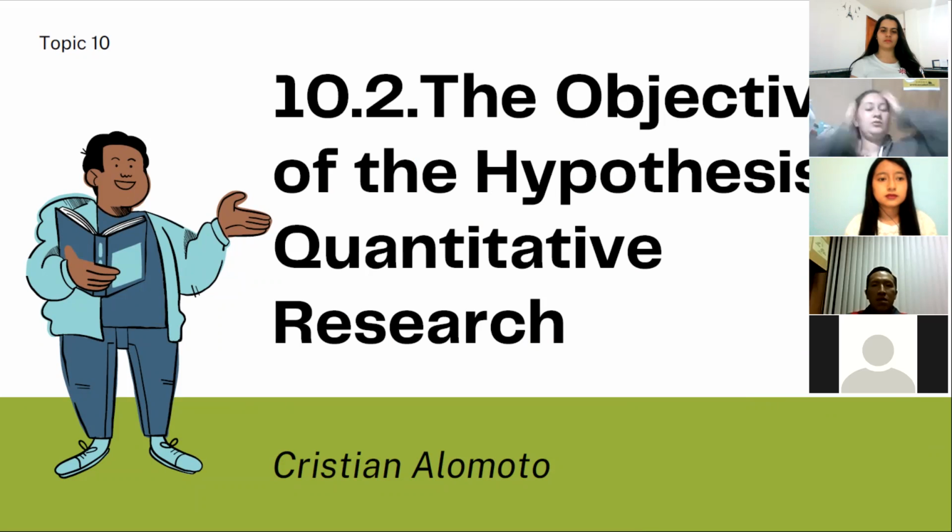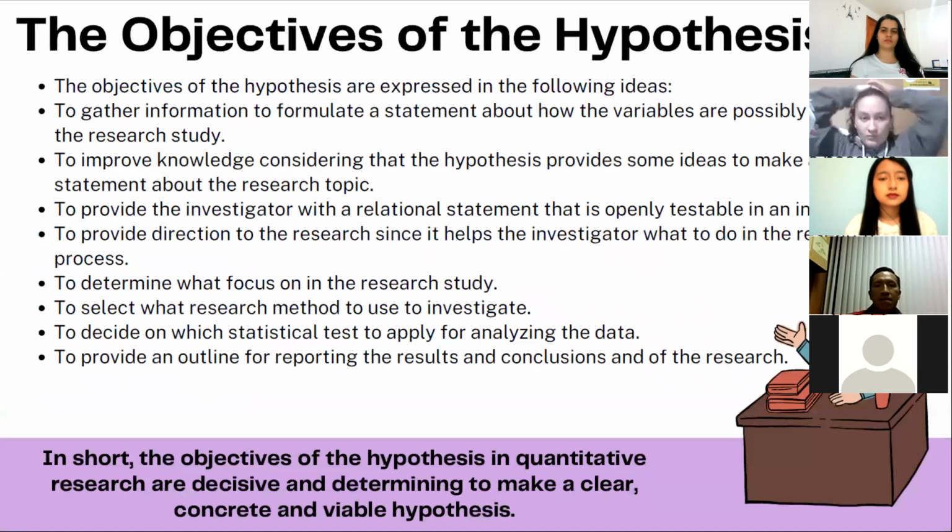10.2, the objectives of the hypothesis in quantitative research. Continue, please. The objectives of the hypothesis. The objectives of the hypothesis are expressed in the following ideas. To gather information to formulate a statement about how the variables are possibly connected in the research study. To improve knowledge, considering that the hypothesis provides some ideas to make a possible statement about the research topic. To provide the investigator with a relation statement that is openly testable in an investigation.